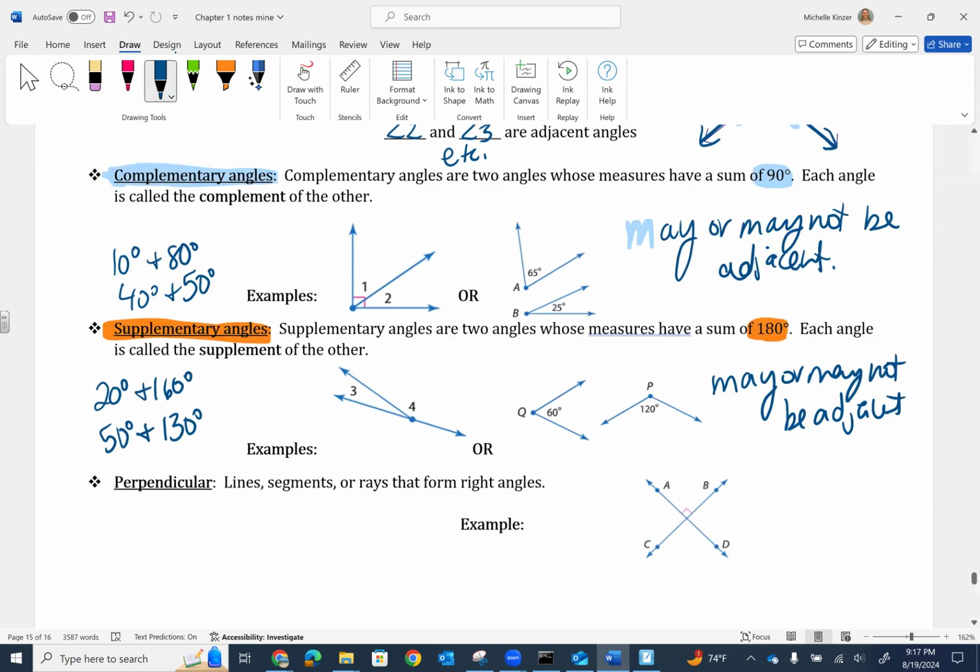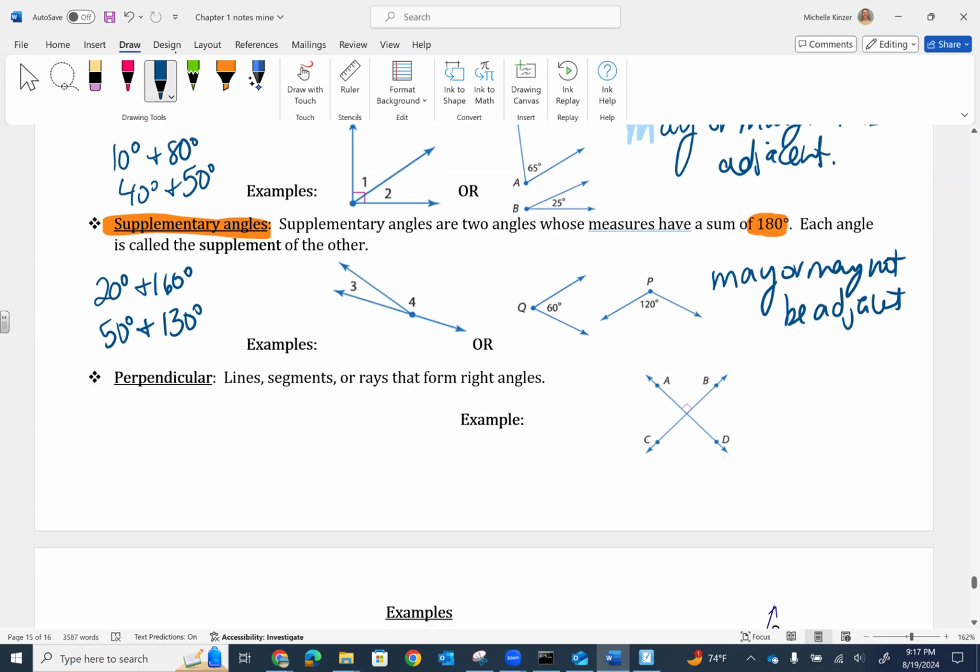Okay, perpendicular means that they form a right angle. Okay, and so an example of that would be AD is perpendicular to CB. And then when they intersect at a right angle, that means they form 90 degrees. Okay.